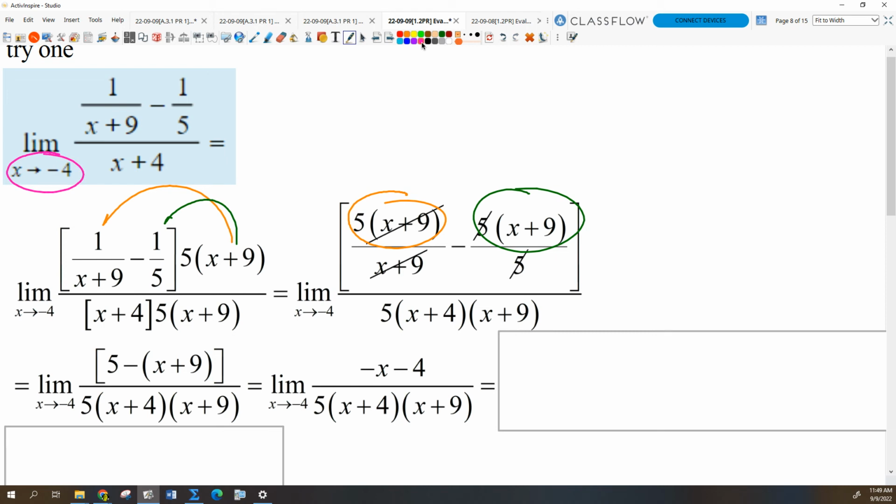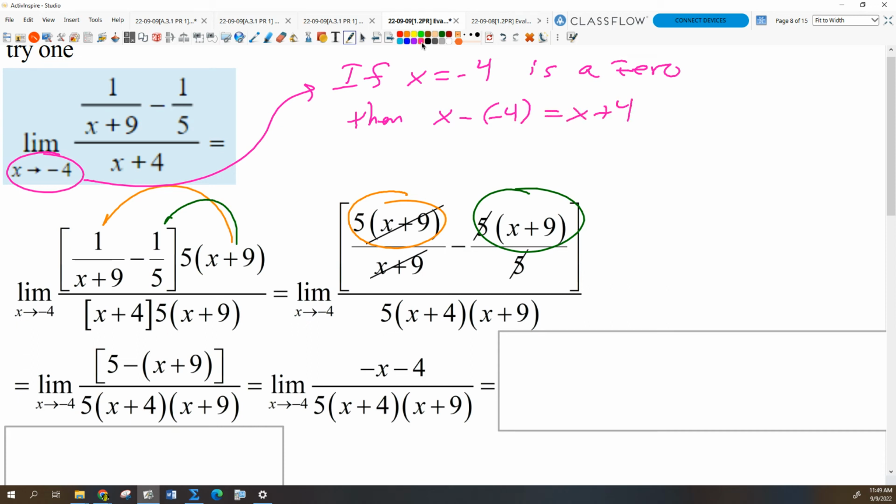What are the factors that have to cancel eventually? X plus 4, right? Because remember, if x equals negative 4 is a 0, then x minus negative 4, or x plus 4, is a factor. So we already know eventually I have to be able to cancel x plus 4s in the top and the bottom, right? So we're kind of looking for that to happen.